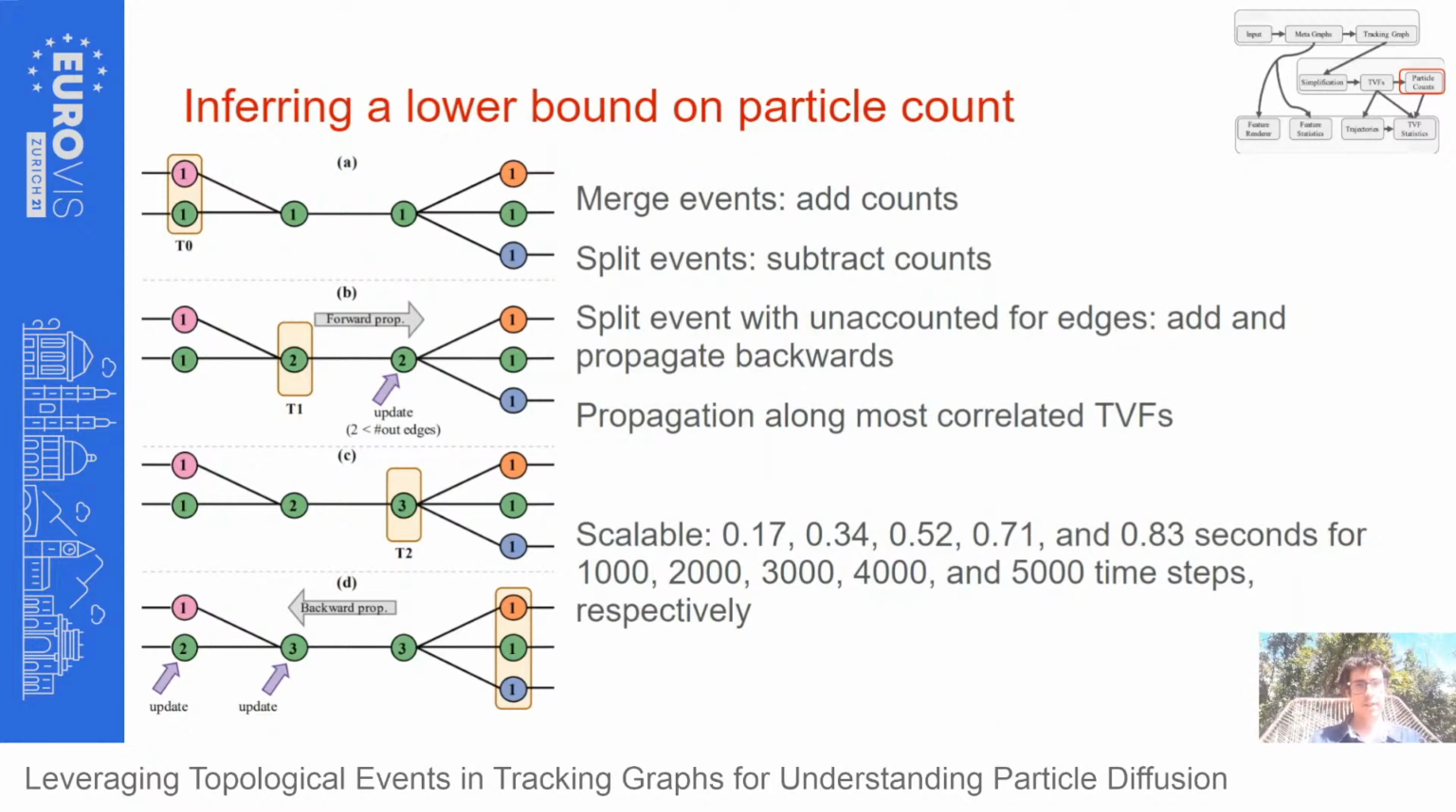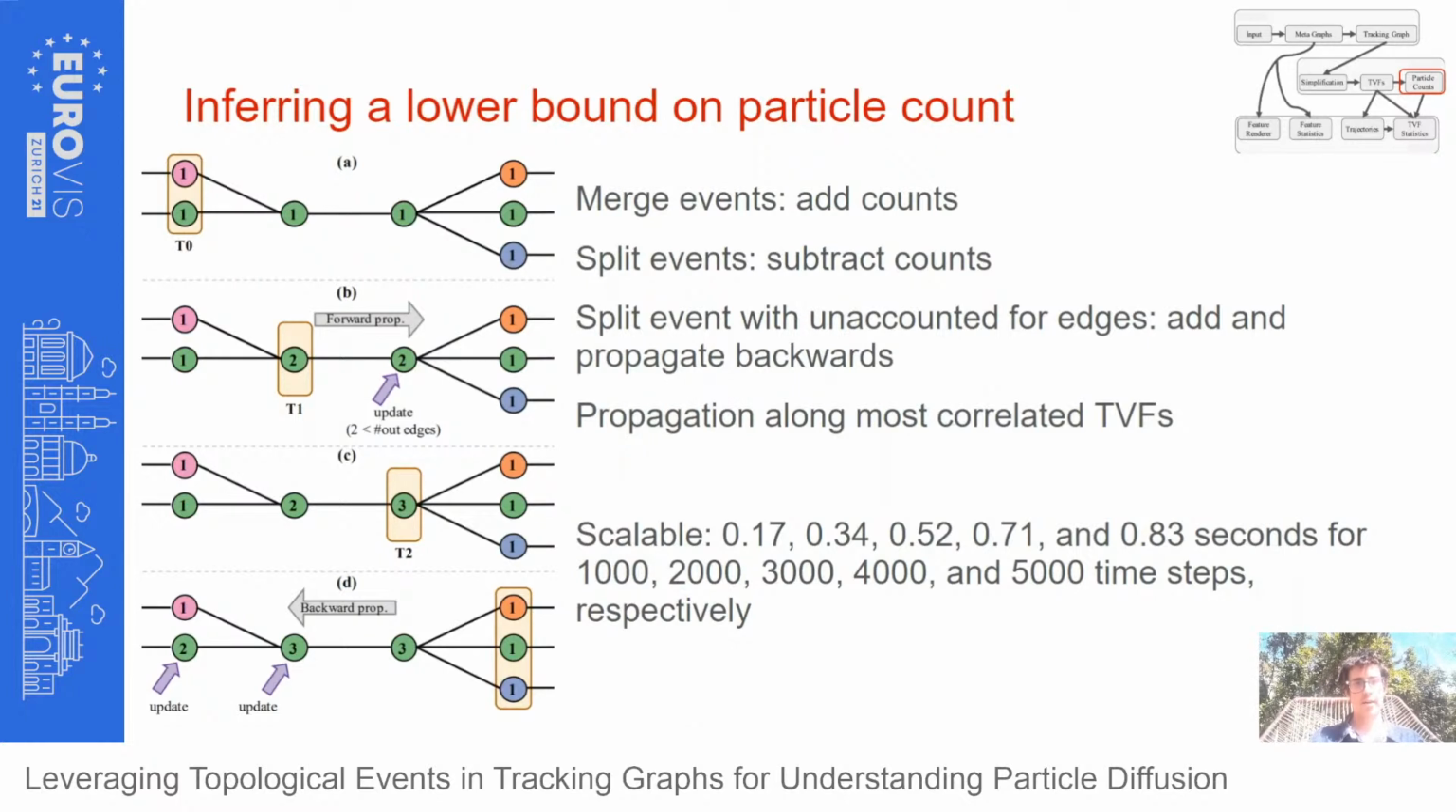Each feature at the first time step receives a count of 1. If a merge event is encountered, the counts of the incoming features are added together. These counts are then passed along to the subsequent features. If a split event is encountered, the count of the feature before the split event is distributed among the features after the split event. If we encounter a split event where the number of outgoing edges is greater than the inferred count, we increase the count of the feature at the split event and propagate backwards along the most correlated links. This process happens in conjunction with the creation of time-varying features and is scalable.